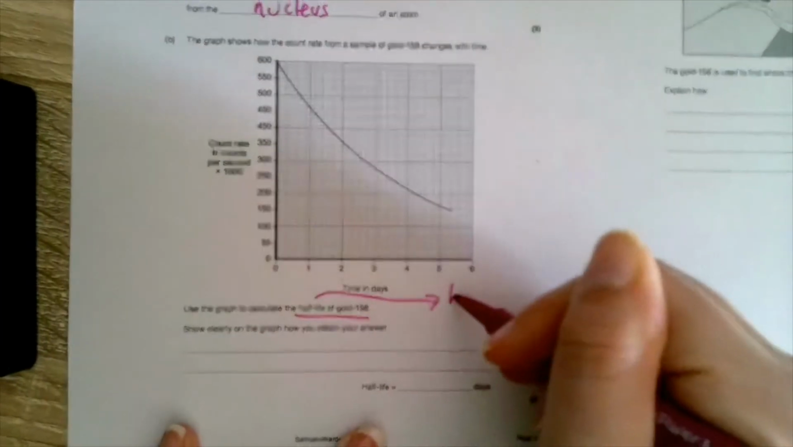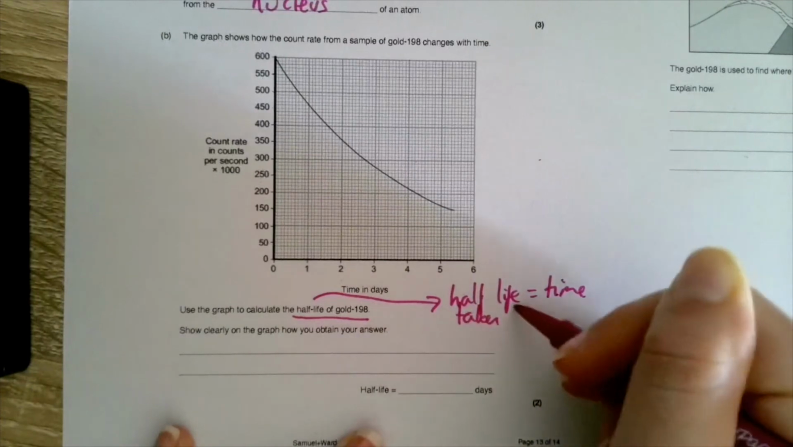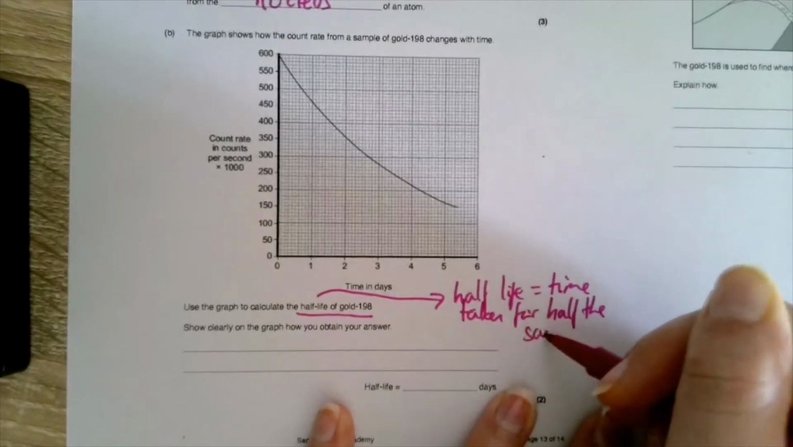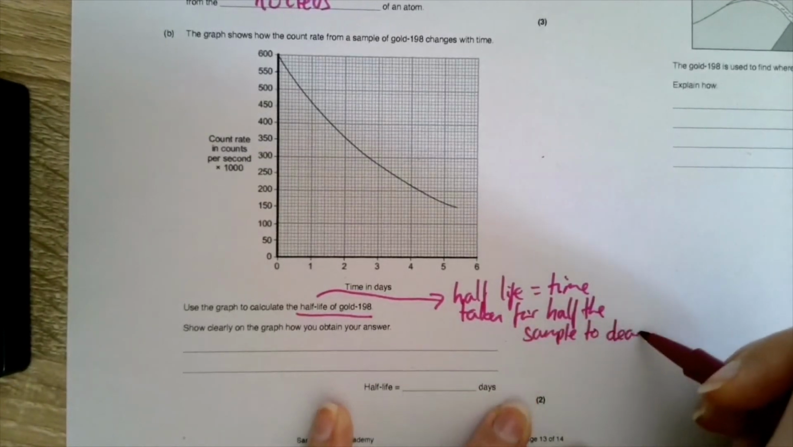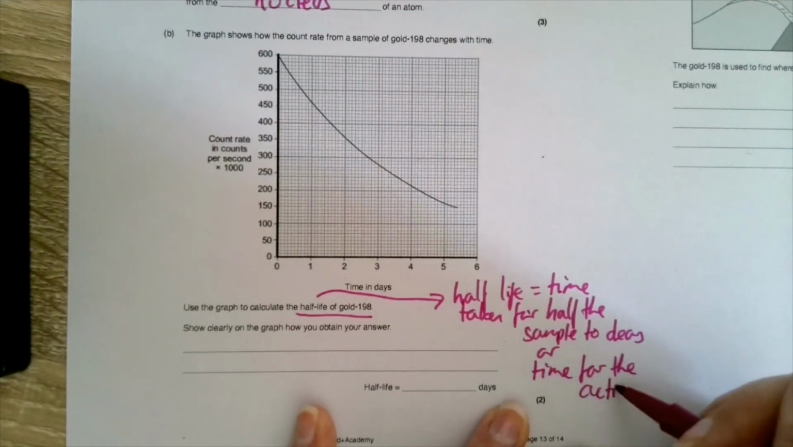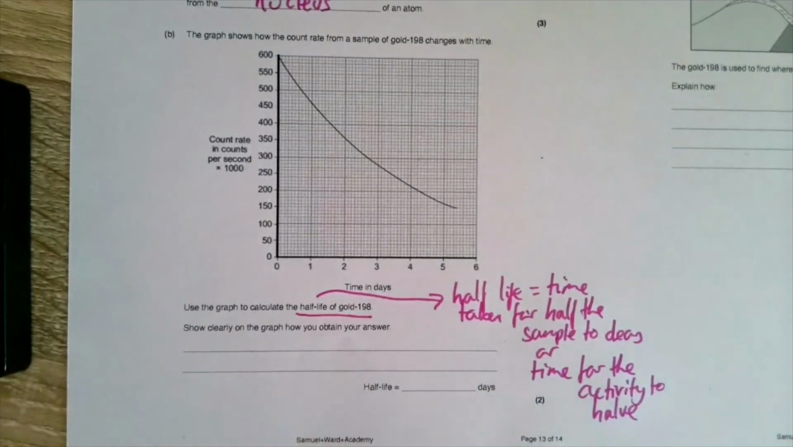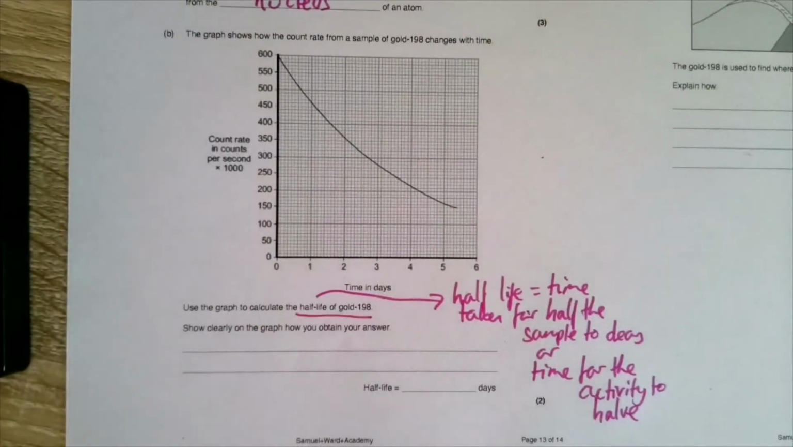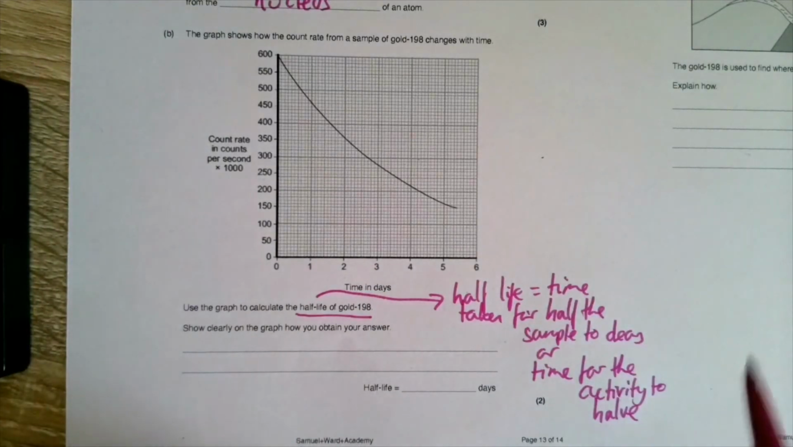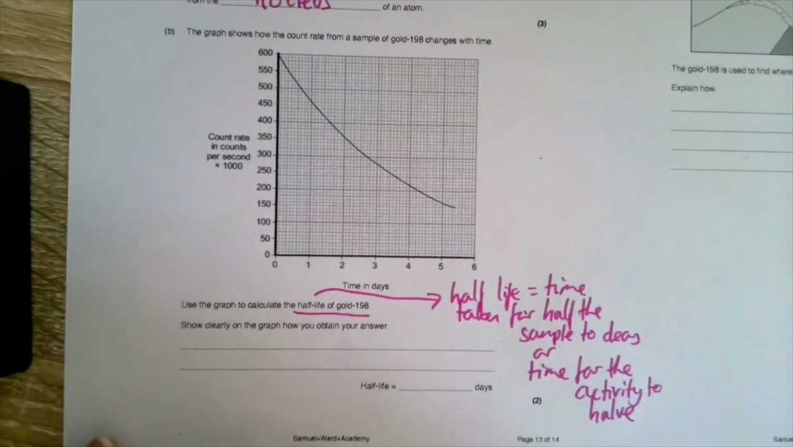So our half-life is the time taken for half the sample to decay, or time for the activity to halve. Both happen at the same time, because if you're halving the amount there's going to be less decaying, and so therefore your activity would also have halved. But it just depends on what your y-axis is as to which definition we're working with.